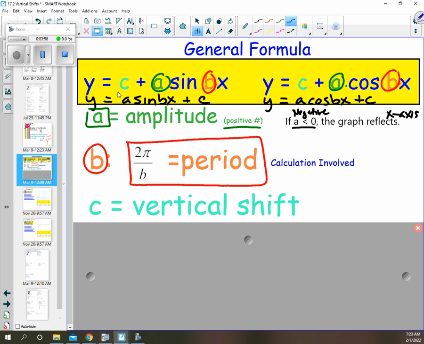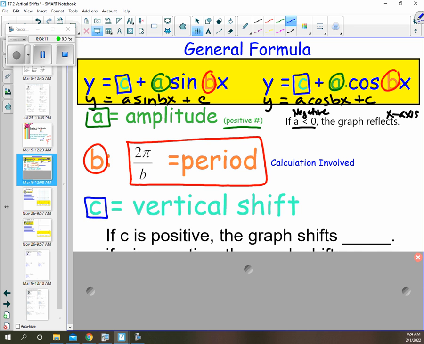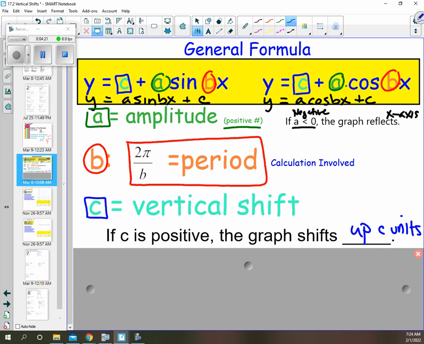So the c value, again, is the one that's being added or subtracted, either at the beginning or the end, doesn't matter. And the sign of it will tell you what the graph is going to do. So c is that vertical shift, the constant, if you want to think of it that way. So if the c is positive, like plus 7, plus 12, plus 15, the graph shifts up c units, whatever c is. So the graph is going to go up whatever c value is.